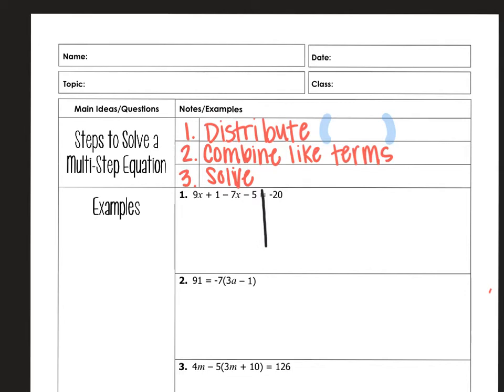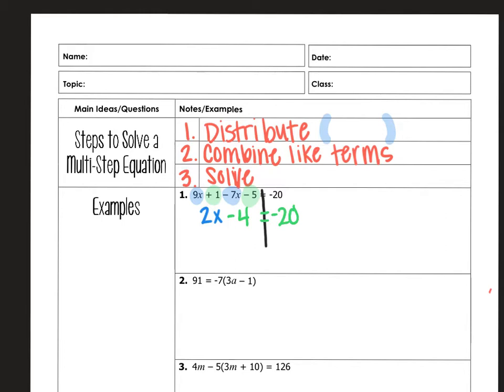Step 2 says combine like terms. I can combine 9x with negative 7x. When I combine those two together, 9x minus 7x gives me 2x. I then need to combine positive 1 and negative 5. 1 minus 5 gives me negative 4. And bring down the equals negative 20.